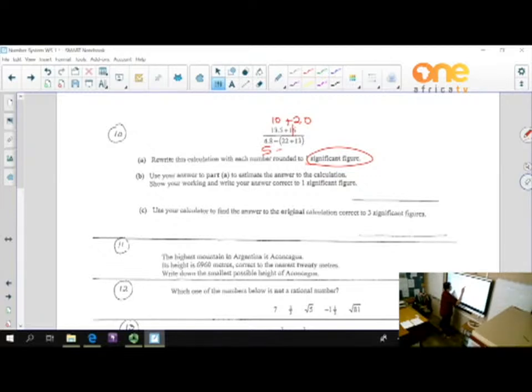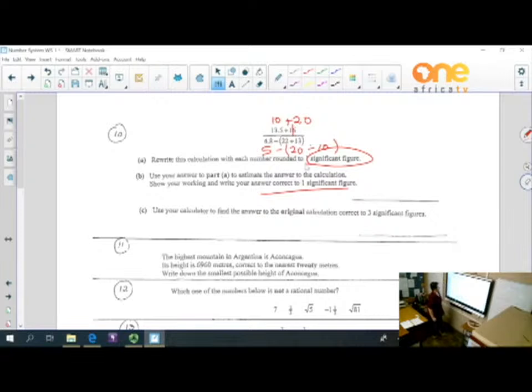Minus 22, so what is 22? 20, because the 2 won't influence it. And then this is divide by, and 13 is then also 10. So that's rounding it to one significant figure. Now they say use your answers. Don't do it on the calculator here. Use this to get your answer to one significant figure.